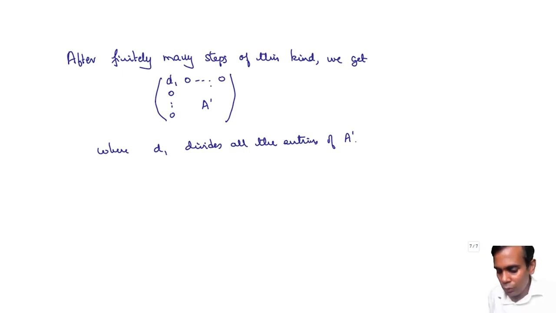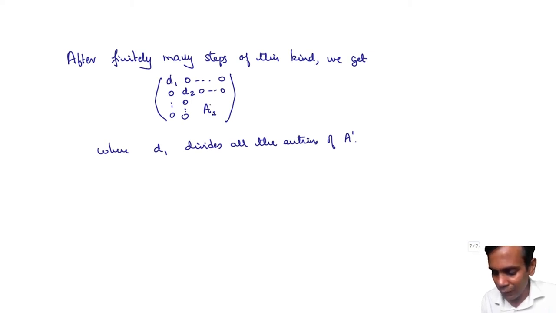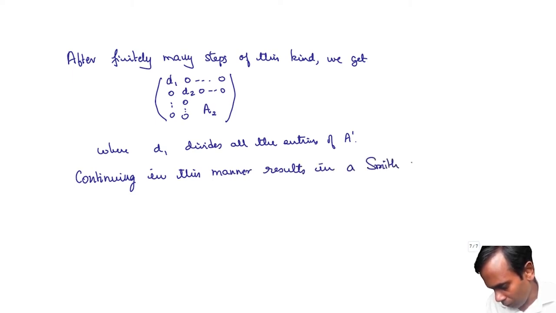So when you now further take this A prime and apply this induction step to it, at the next stage you will get D2, and then you will get 0 0 0 here, 0 0 0 here, and you will get a matrix A2. D1 will divide all the entries of this matrix D2, 0, 0, 0, A2, and so D1 will divide D2, and then when you apply it to A2, you will get D3 and so on. So continuing in this manner results in a Smith canonical form.